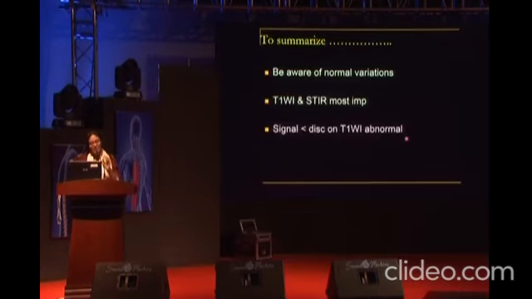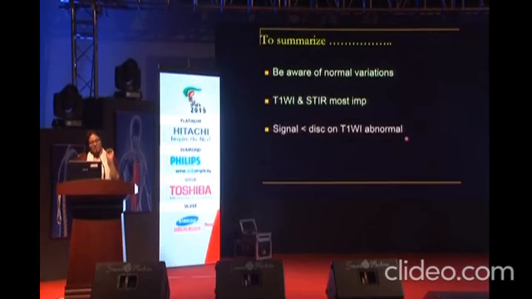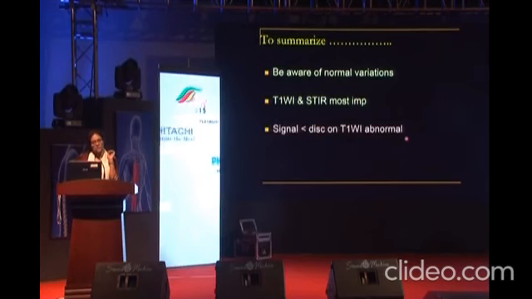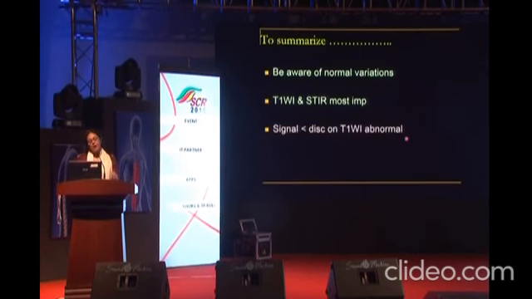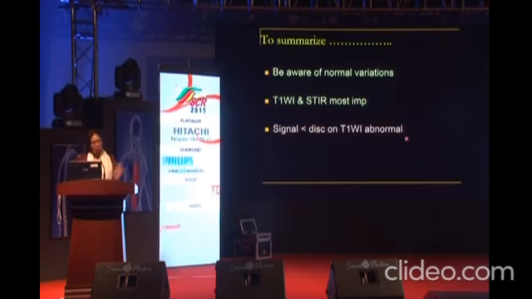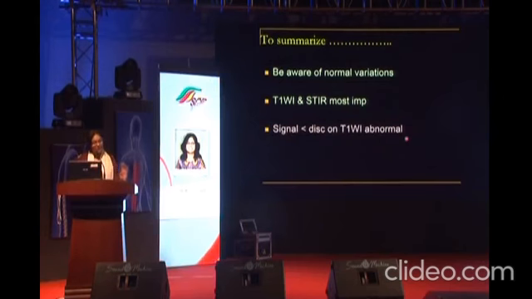So to summarize, be aware of the normal variations, know the age of the patient. So at a particular age, a particular appearance is normal, you need not worry. T1 weighted image and STIR or a T2 FATSAT, whichever works better, is what is most important. Don't go by plain T2, don't go by PD, not ideal. And anytime you see signal in a vertebral body darker than the disc on a T1 weighted image, something is wrong, and what it is, we need to evaluate further.